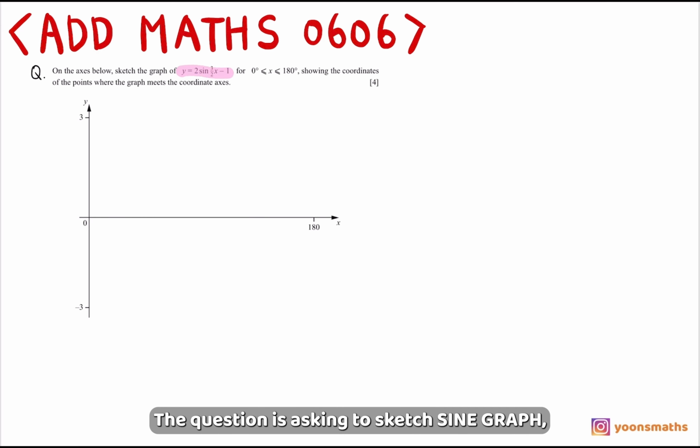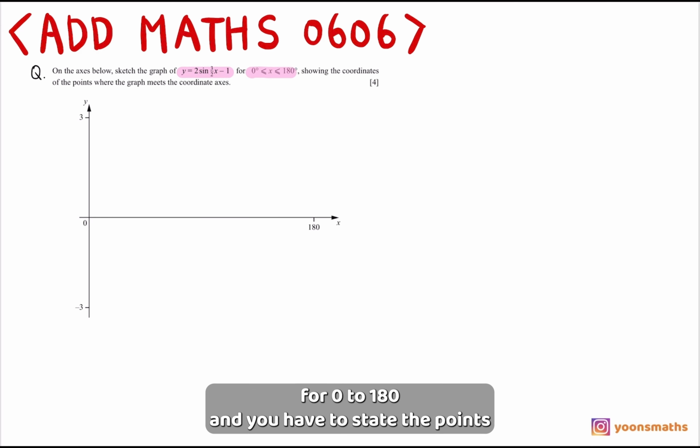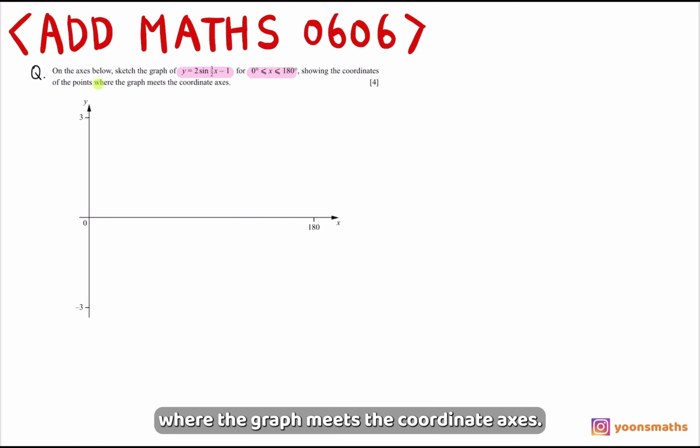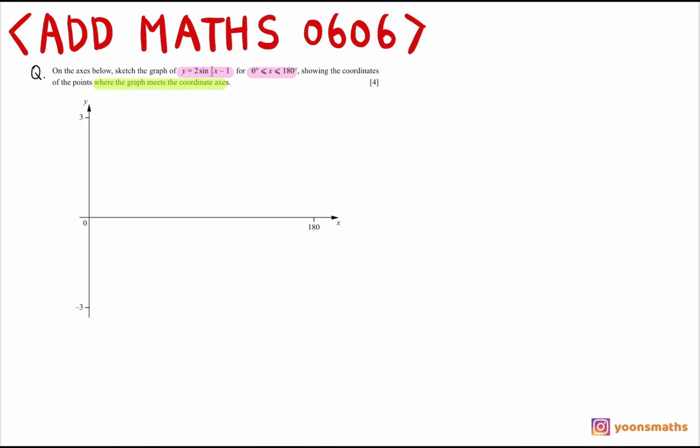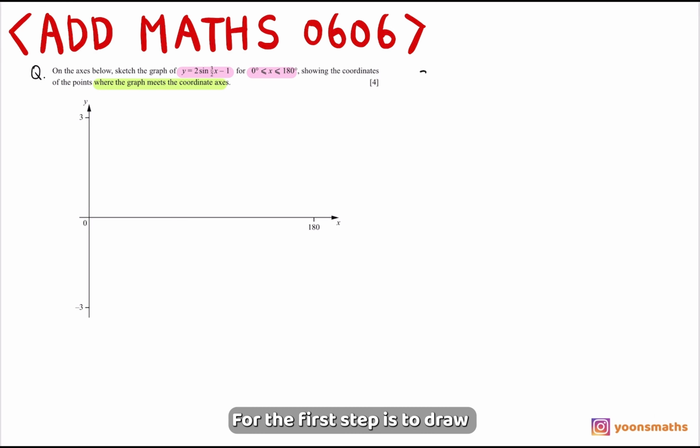The question is asking to sketch the sine graph for 0 to 180, and you have to state the points where the graph meets the coordinate axis. I'm going to state 5 different steps to solve this question to show each step clearly. You have to start thinking from inside to outside of the function. The first step is to draw y equals sine x.